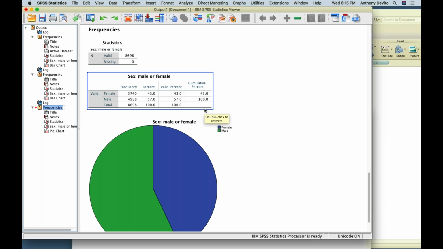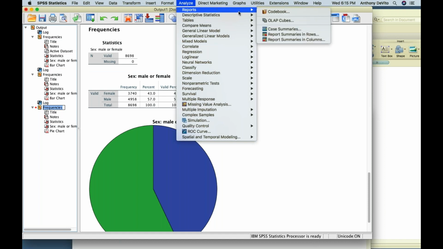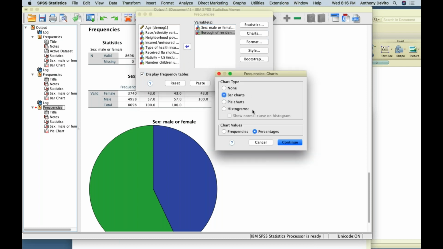Okay, let's do the same thing for borough. Borough is also a categorical or nominal variable. So I'm going to go to Analyze again, Descriptive Statistics, Frequencies. I'm going to leave sex in there because you can work with more than one variable at a time. Obviously, in this case, they both have to be categorical variables because this analysis only works with categorical variables. So I'm going to get borough of residence and move that in there. That's a categorical variable, right? Then I'm going to go to Charts and I'm going to go back to bar chart.